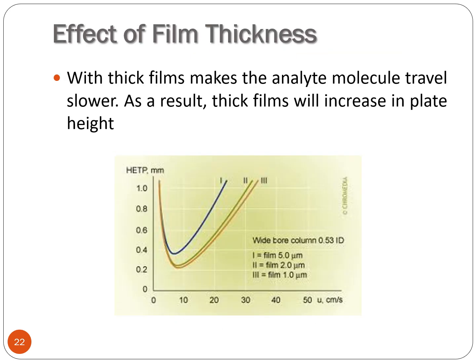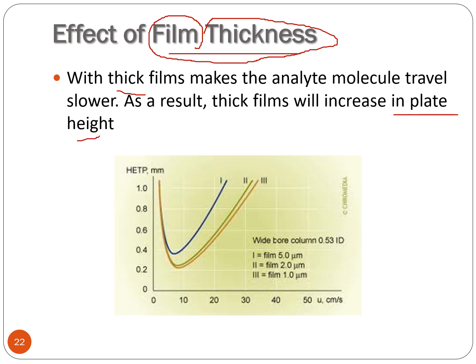Okay, then the last one is the film thickness. The film thickness of the stationary phase. Okay, with a thick film, it makes the analyte molecules travel slower. As a result, a thick film will increase the plate height, and this will decrease the efficiency. Why? Because the plate height is increased. So to get high efficiency, the film must be a thin film.